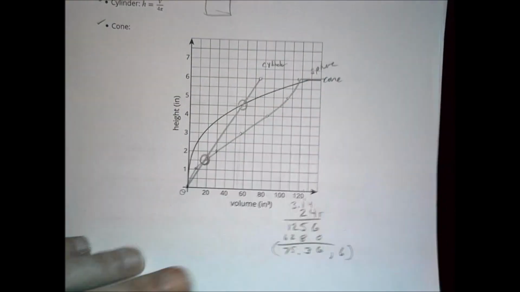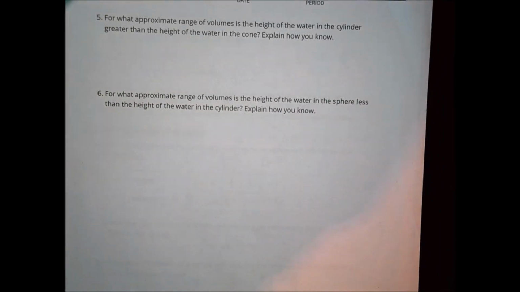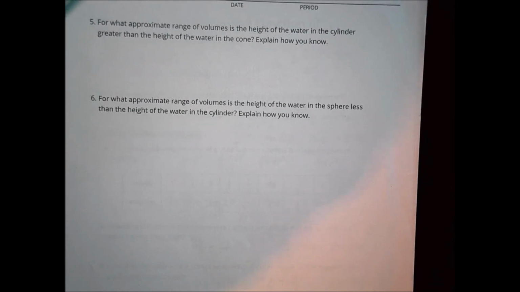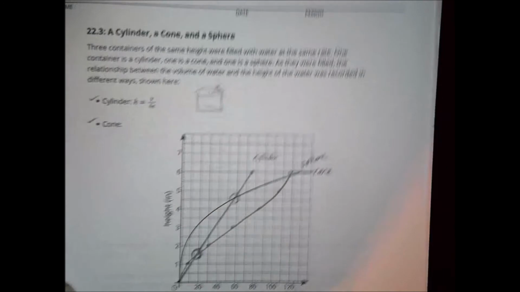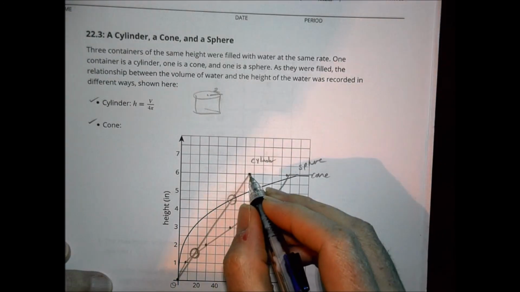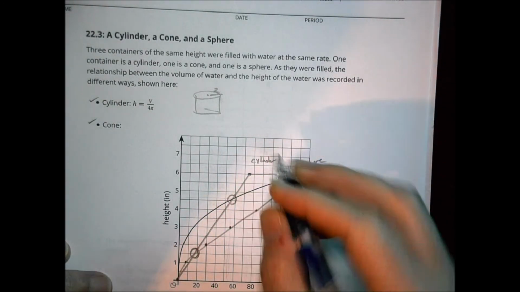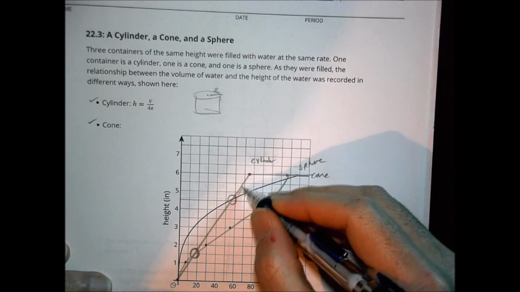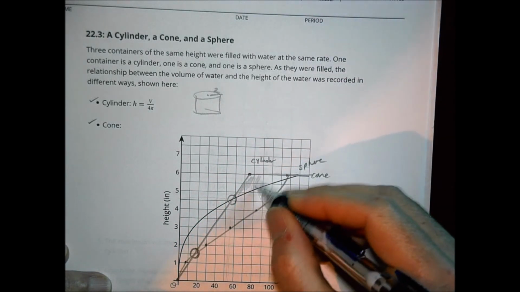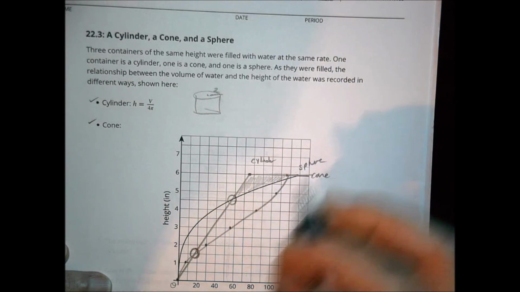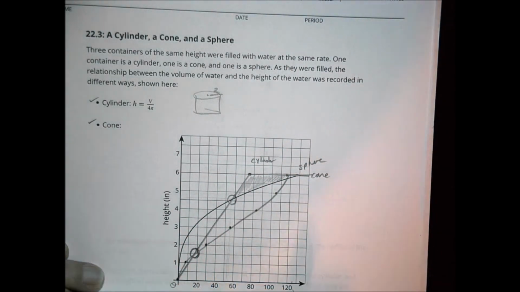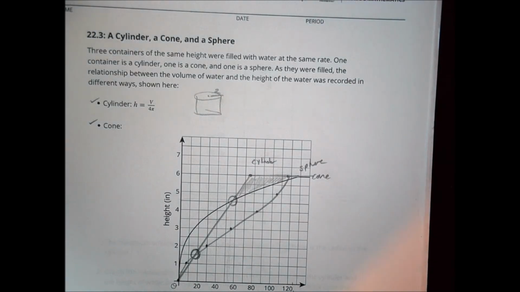Let's get one last one, number 5, or 2 more actually. For what approximate range of volumes is the height of water in the cylinder greater than the height of water in the cone? So where is the height of the cylinder water greater than the cone? Here's our cylinder here, and this space right here is where the cylinder height is larger than the cone, all in that range right there. So where is that exactly taking place is the question for us.